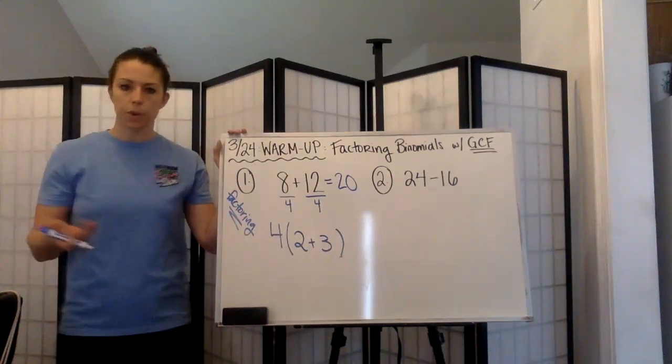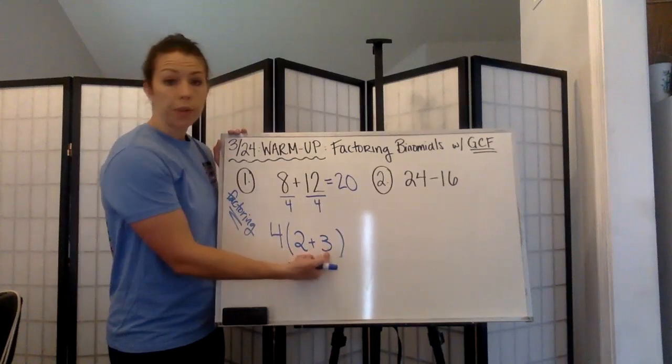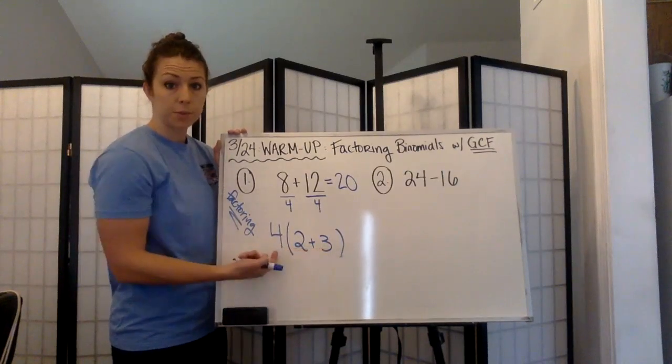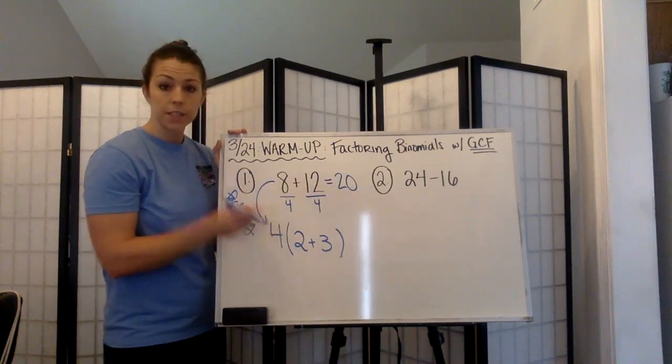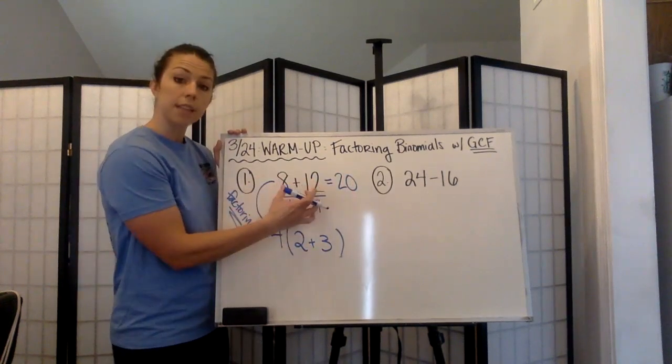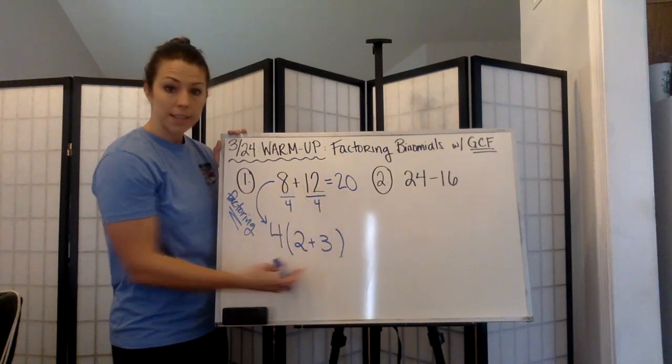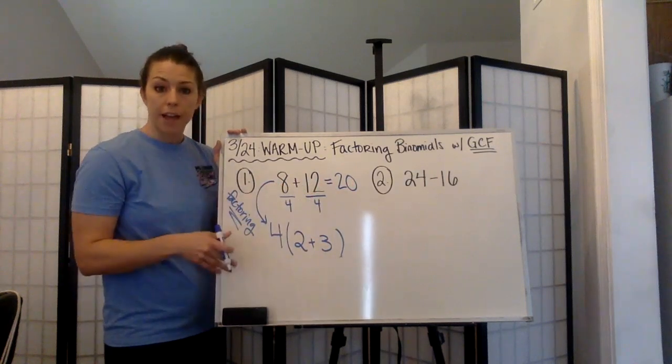Now, is this still equivalent? Well, let's see. 2 plus 3 is 5. 5 times 4 is 20. These are equivalent expressions. The only difference is this is a sum, this is a product. And this again is called factoring.